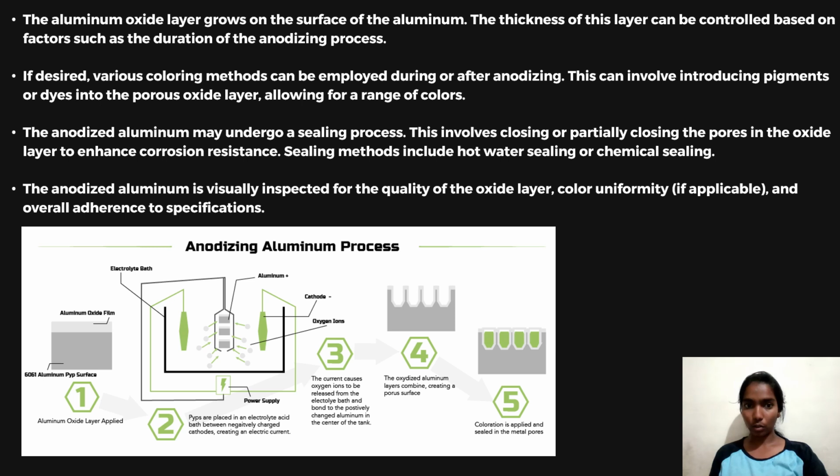The aluminium oxide layer grows on the surface of the aluminium. The thickness of this layer can be controlled based on factors such as the duration of the anodizing process. If desired, various coloring methods can be employed during or after anodizing. This can involve introducing pigments or dyes into the porous oxide layer, allowing for a range of colors. The anodized aluminium may undergo a sealing process. This involves closing or partially closing the pores in the oxide layer to enhance corrosion resistance. Sealing methods include hot water sealing or chemical sealing. The anodized aluminium is visually inspected for the quality of the oxide layer, color uniformity, and overall adherence to specifications.